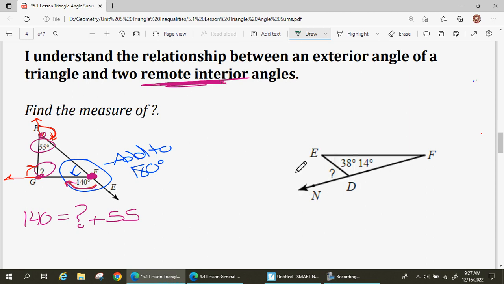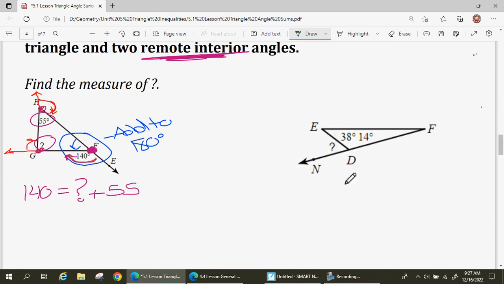And so again, we have an equation to solve. I can move this 55 over here and it'll become negative, so I get 140 minus 55, which gives me 85 degrees. So I found that that interior angle I was missing was 85 degrees.